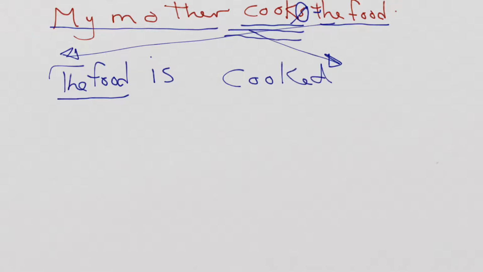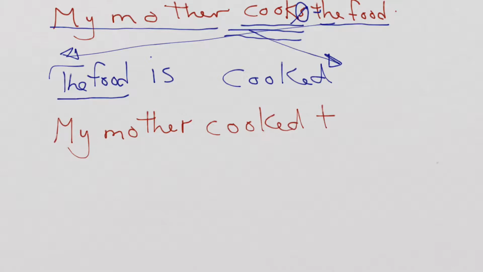Okay, if it is, for example, my mother cooked the food. Again, we are going to follow the same procedures. You have to begin with the object, okay? And then you have to use the verb into verb 3, and between them you have to use verb to be according to the tense of the sentence.